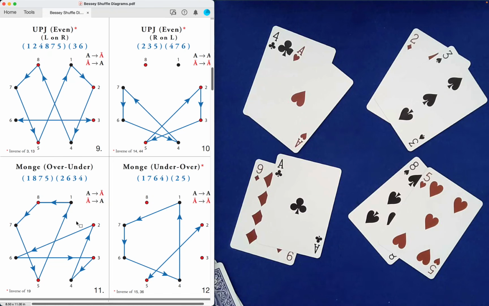So not every shuffle under the sun is, quote, a Bessey shuffle. But boy, how surprising it is to find that a majority of the systematic shuffles that are used for small packet sizes are indeed Bessey shuffles. That is one of the most surprising consequences of all that we'll show you in this series on Bessey shuffle diagrams.